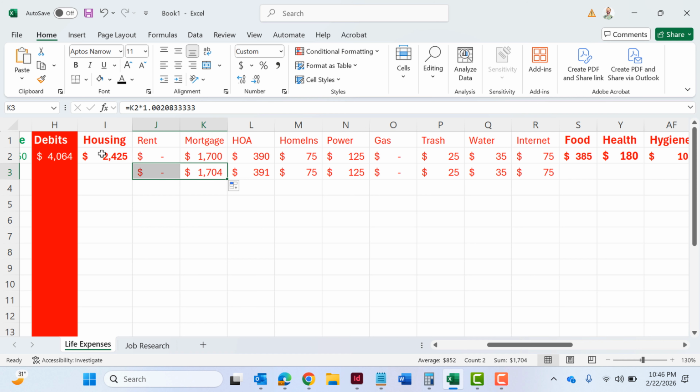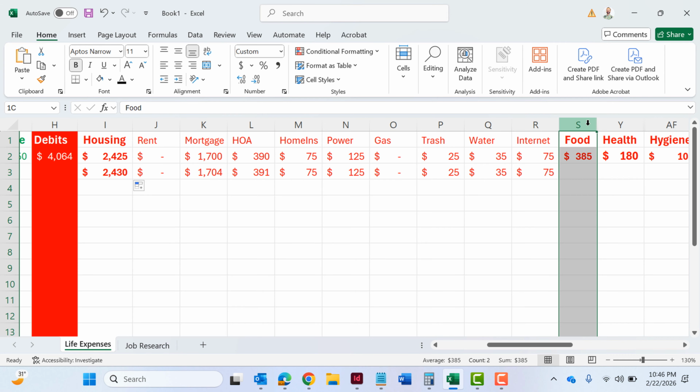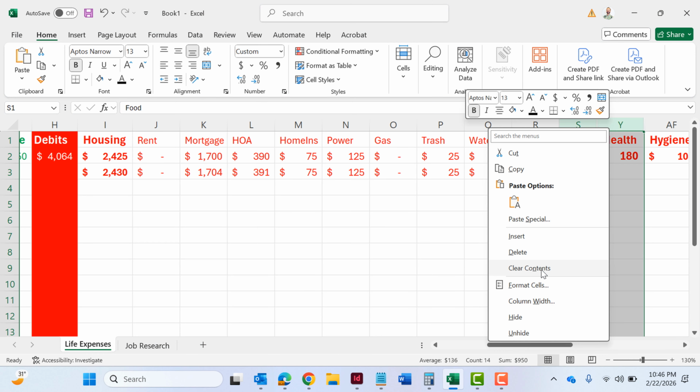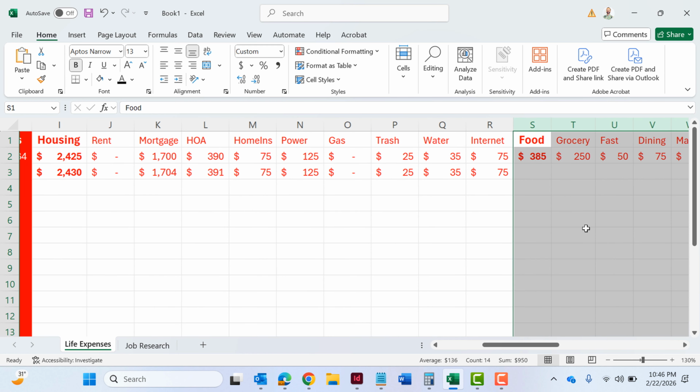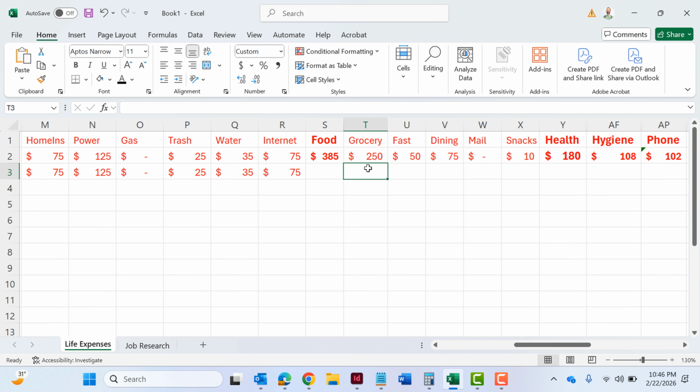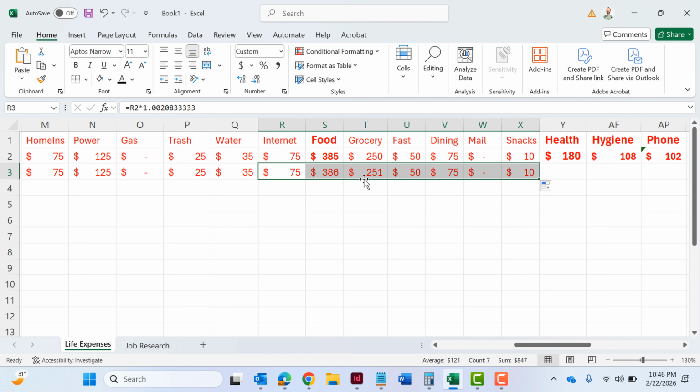There's our equation. Therefore, if we pull this down one, we can see that 2.5% cost of living adjustment, or COLA, on average is costing our housing about $5 a month. But we got to do this every single time. Let's unhide those columns, let's say for food. So let's just pull that equation over. Watch this. It did it.